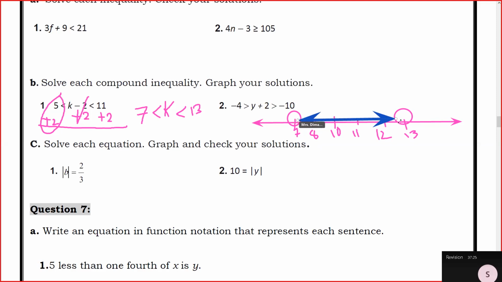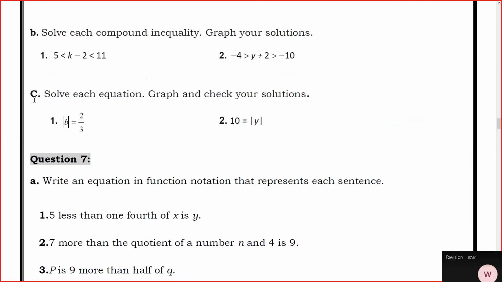Is it clear? Yes. Is it clear? Okay. Now let's solve C. Solve each equation, graph and check. Here, there's no graphing. I want you just to solve the equation. I wrote the question by mistake.